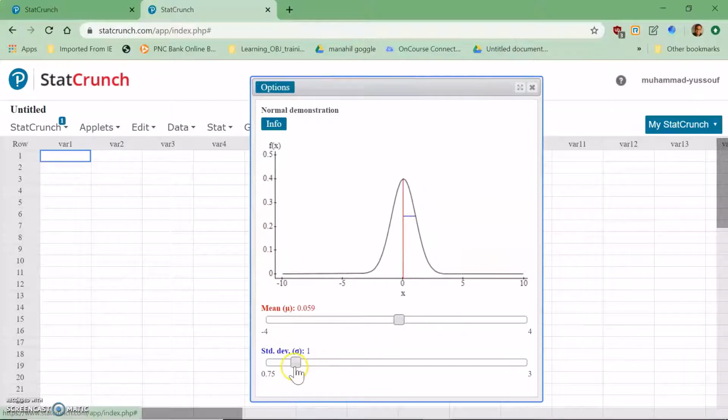Now let's see what happens when I move the blue slider. Look at that. The shape of the distribution changes. The larger the standard deviation, the flatter the curve is. And the smaller the standard deviation, the thinner the curve is. It's more peaked, more peaked, more peaked like this. So this applet gives you a very good idea how the shape of the distribution is affected by changing the mean and the standard deviation.